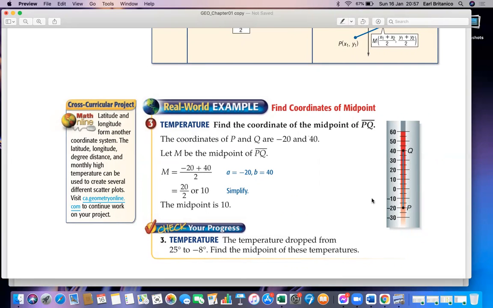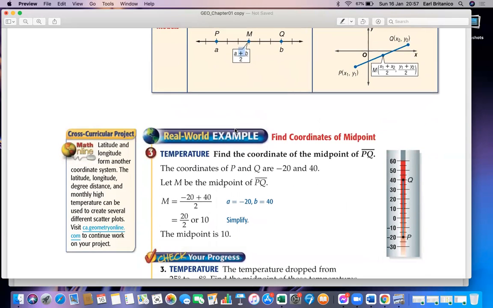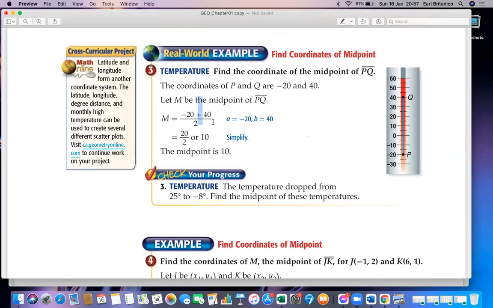We need to solve. So you add the two. -20 plus 40. Take note, it's plus. For midpoint you plus the numbers. You don't minus. Distance is you minus. Midpoint you plus. So -20 plus 40, divide by 2, because your P is at -20, your Q is at 40. -20 plus 40 is +20, divided by 2 is 10. So the midpoint is at 10. That's the midpoint. There's no other location for the midpoint.